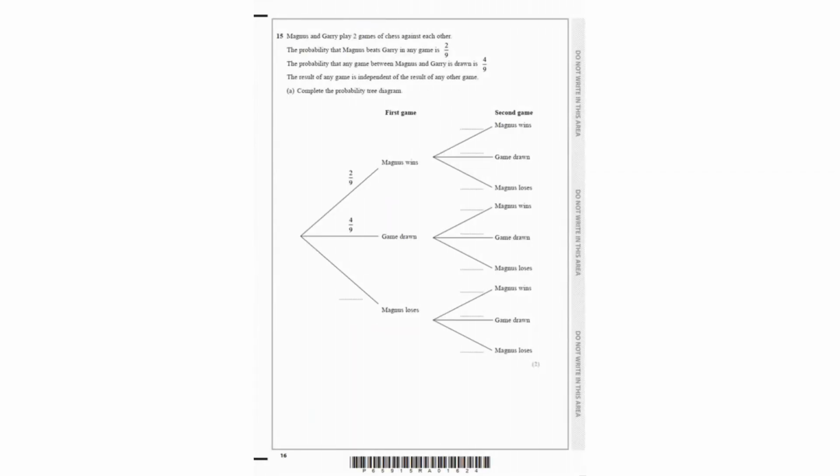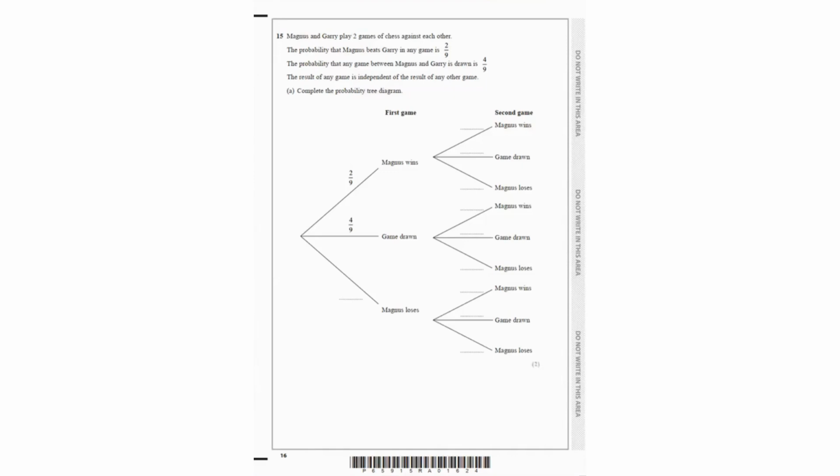The next question says, Magnus and Gary play 2 games of chess against each other. The probability that Magnus beats Gary in any game is 2 over 9. The probability that any game between Magnus and Gary is drawn is 4 over 9. The result of any game is independent of the result of any of the other games.